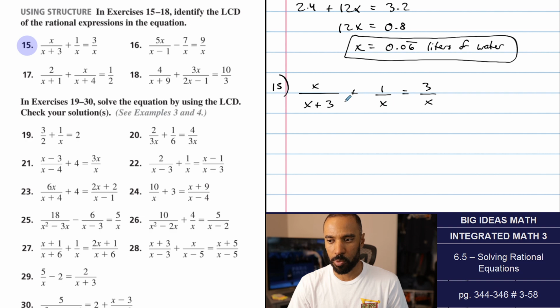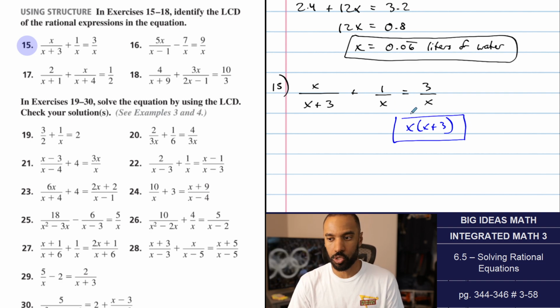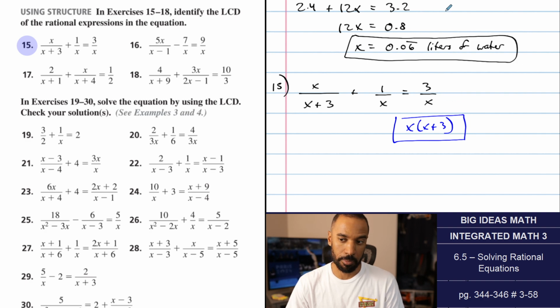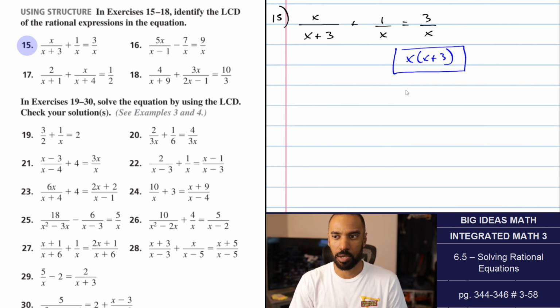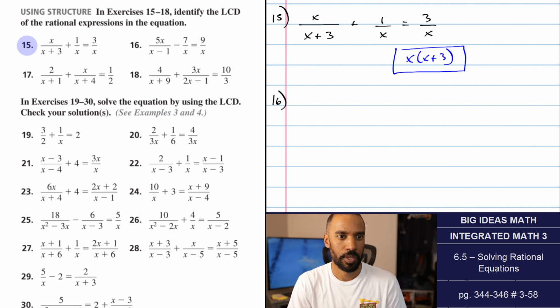What's the least common multiple of x and x plus 3? Well, it's x times x plus 3. That is going to be the least common denominator of those two together. This is what we need to find as the common denominator for all three of those. So this works out the same way we did addition and subtraction. We're just not solving or simplifying anything right now. You're just saying what this thing needs as a whole.